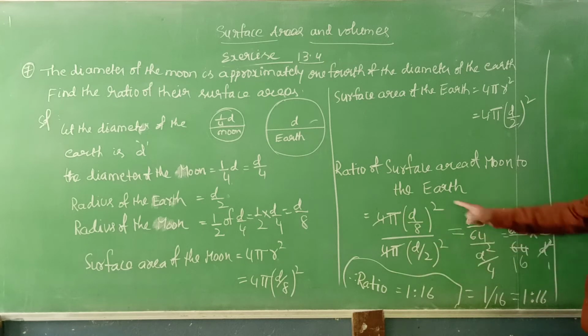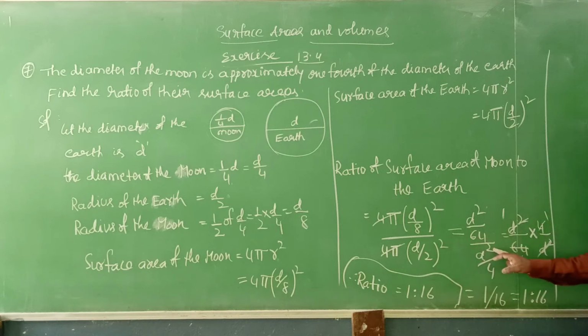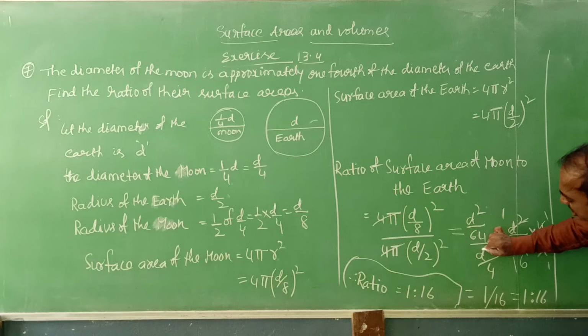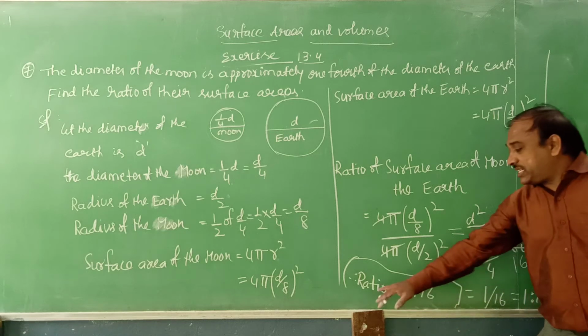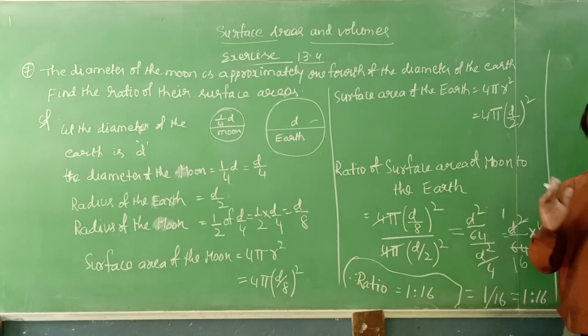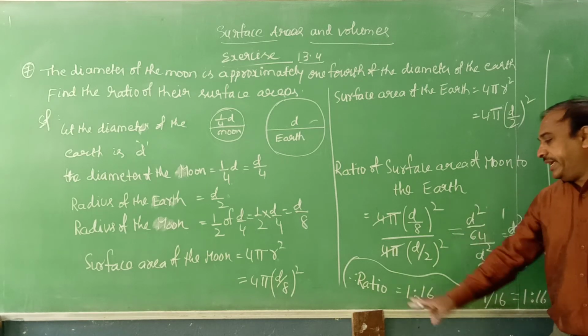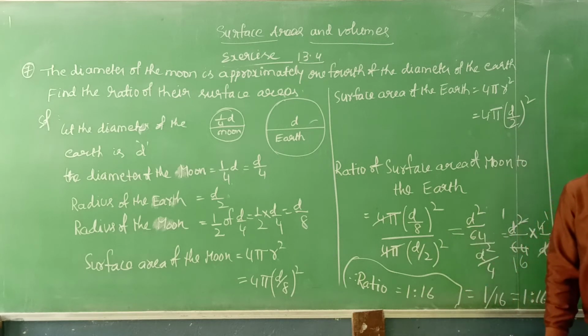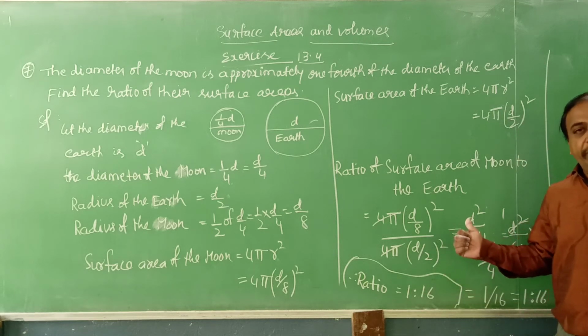4 pi cancel. d square by 8 square is d square by 64, and d by 2 whole square, d square by 2 square is 4. Then this fraction divided by this fraction means the second fraction becomes the reciprocal. So 4 by d square, cancel. 4 ones are 4, 16. 1 by 16 is nothing but 1 is to 16. Therefore the required ratio of the surface area of the moon to the surface area of the earth is 1 is to 16. I hope it is clear to you.